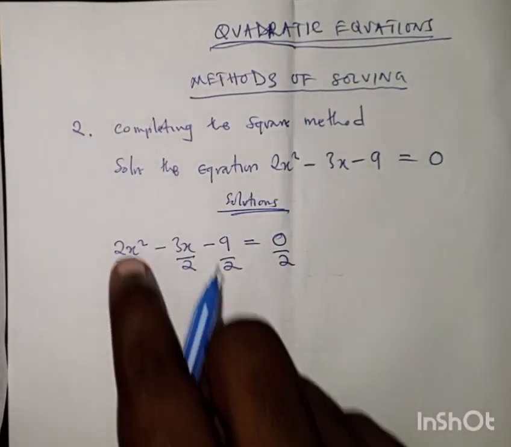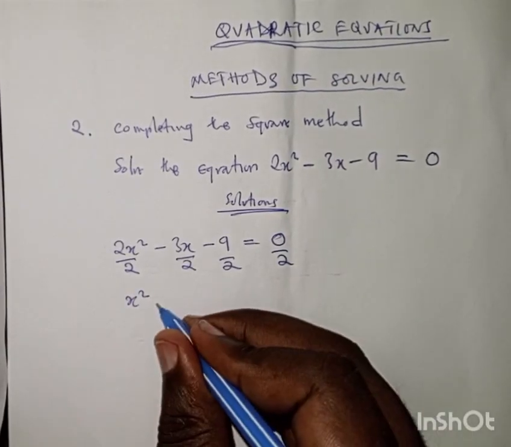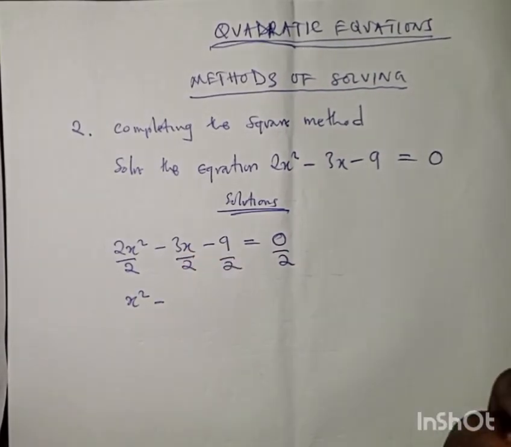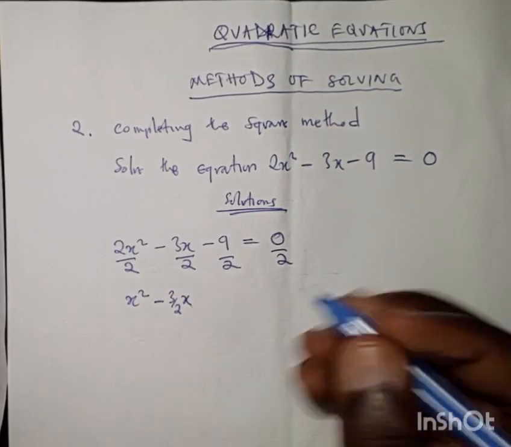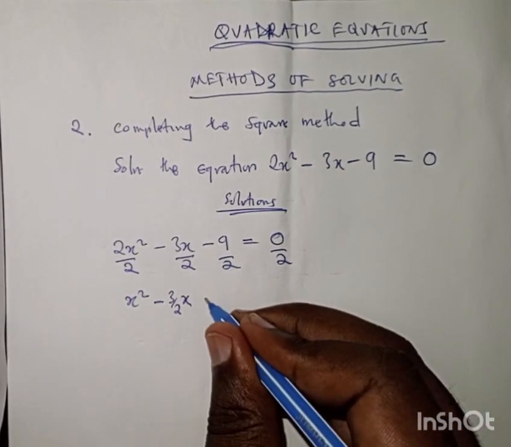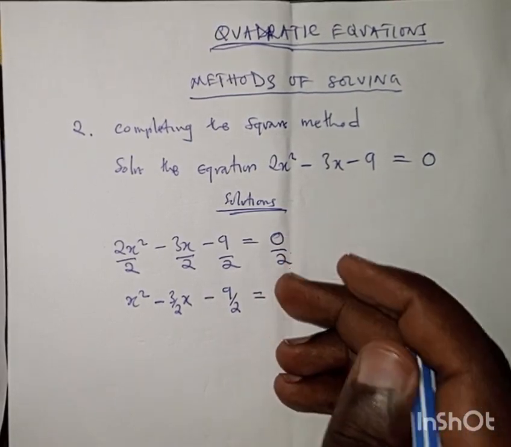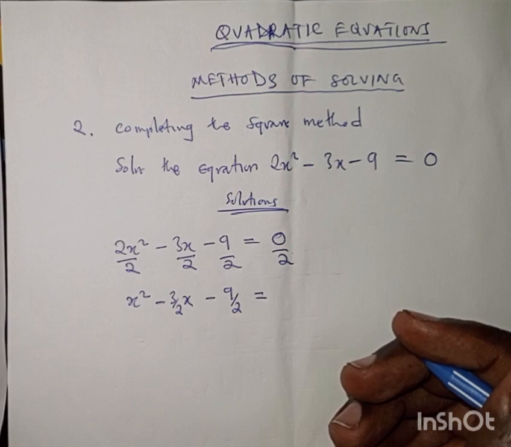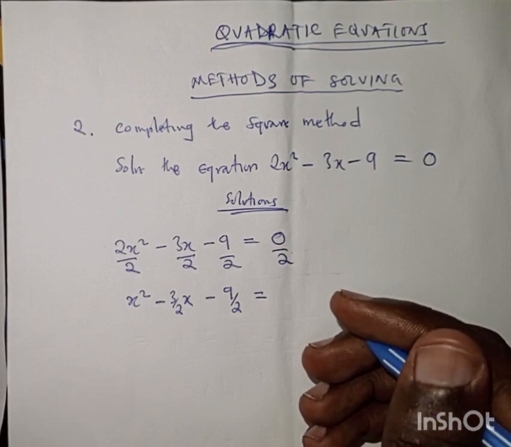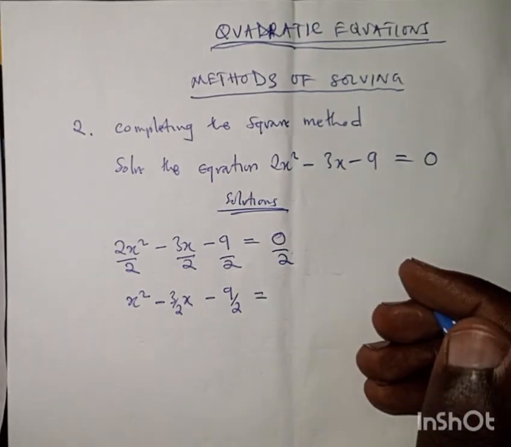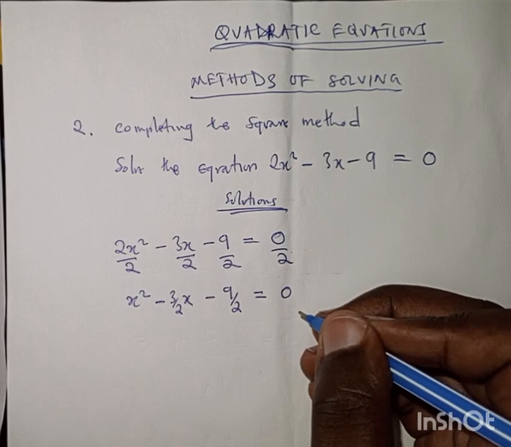Okay, so 2 and 2 cancel out. So we are going to have x squared minus 3 over 2 x, minus 9 over 2, is equal to 0 divided by 2. Yes, it's 0; 0 divided by any number is just 0. So here we have 0.